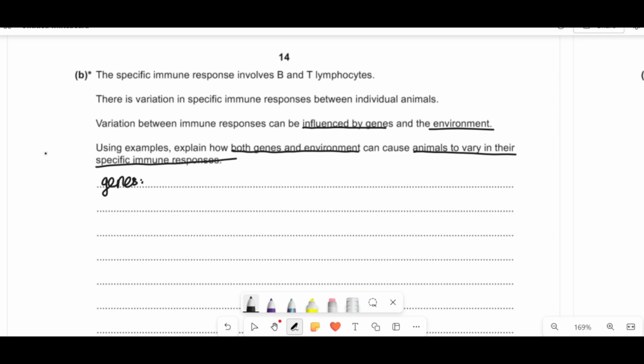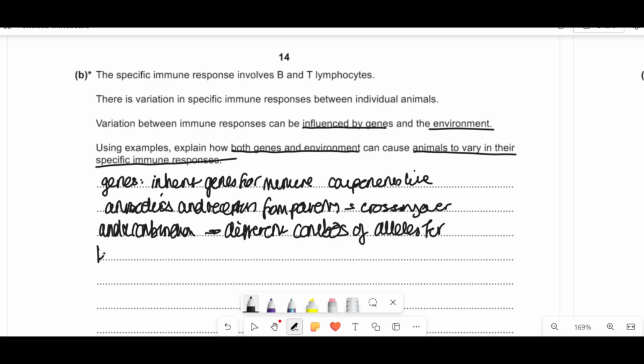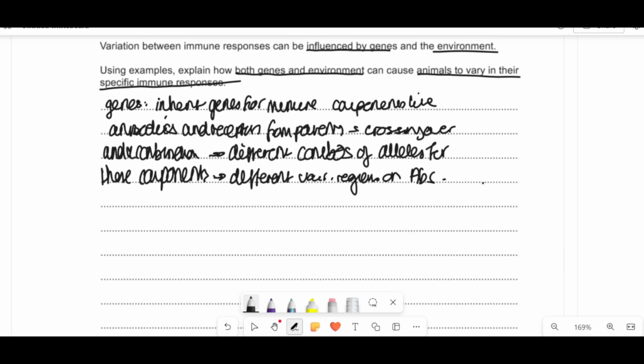So genes, let's think about how we can change them up. We inherit the genes for immune components like antibodies, for example, and receptors from parents, right? We could have crossing over and recombination, right? Which then means you get different combinations, because that's what gives us genetic diversity of alleles for these components. And then, for example, we could have different variable regions on antibodies. The reason that we are genetically different and why you're not identical to your siblings, for example, is because of crossing over, recombination and all of that. So that's also what's going to lead to this.